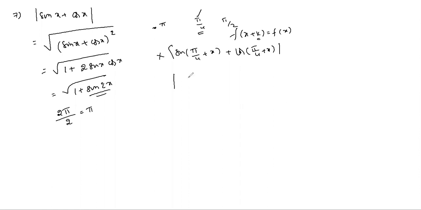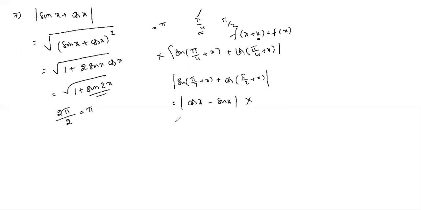Next, if you take pi by 2, sin of pi by 2 plus x plus cos of pi by 2 plus x. What is sin 90 plus x? Cos x. Cos 90 plus x is minus sin x. This is not the same function, so it is also not the period.